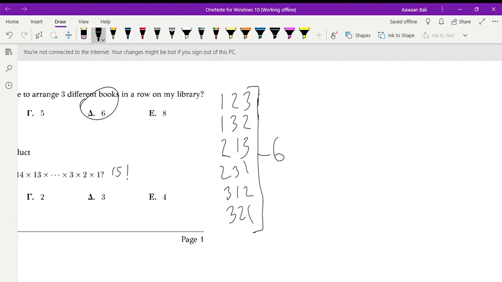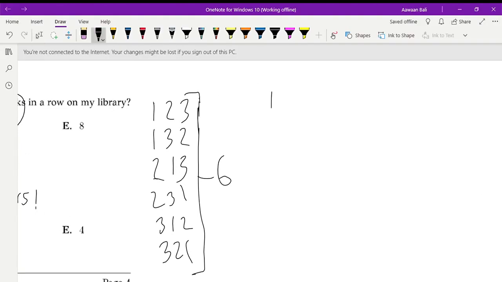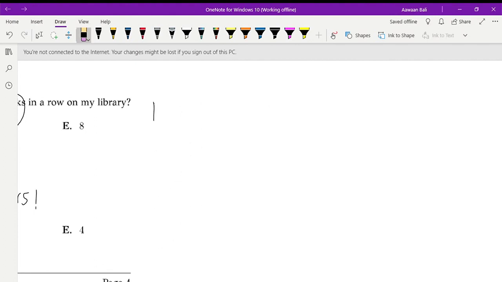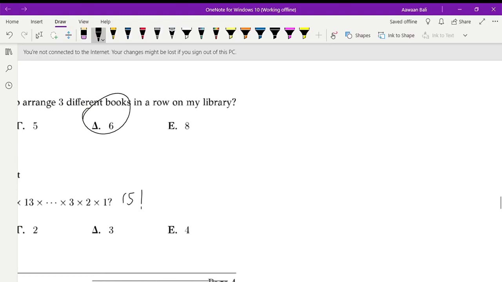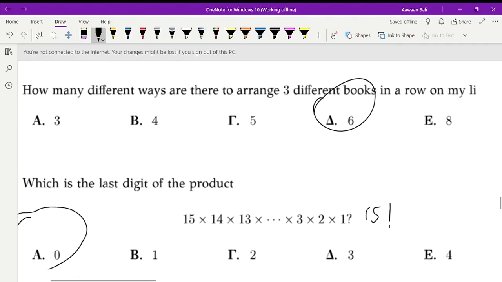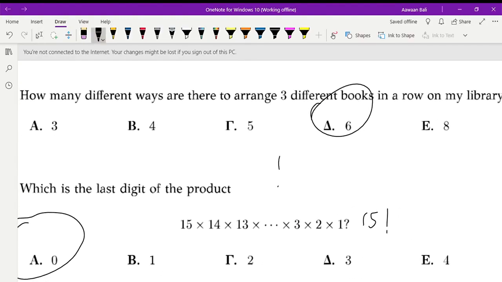This same method works for 4-digit numbers. If we said 1, 2, 3, 4, we can just keep the 1, and then we do 1, 2, 4, 3. Then we go 1, 3, 2, 4, 1, 3, 4, 2, and so on. And there are more arrangements the more digits there are. But the easier way after this method is factorials, basically.